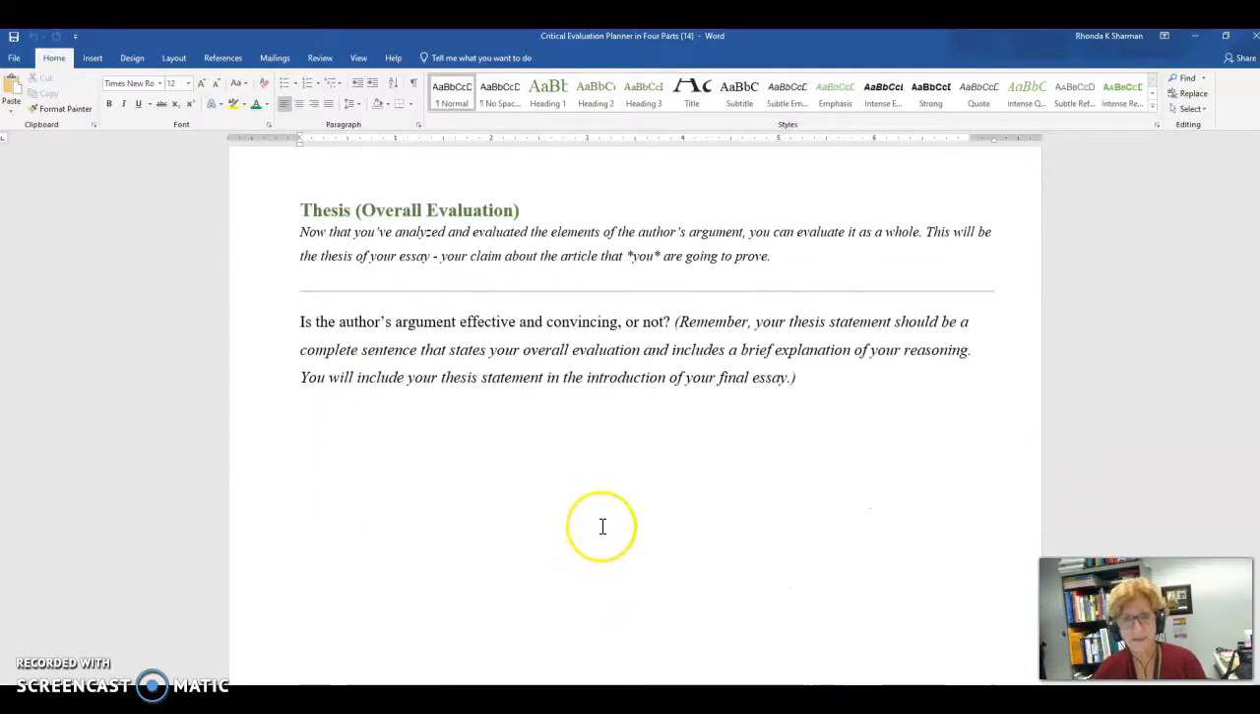And then the last part of the planner is your overall evaluation. And this will be the thesis of your essay. Did she do a good job in making her point? Was she effective? And you're basing that on all of those different parts that you already filled in on the planner. Is she credible in terms of the claims she's making, her evidence, her language, her credibility as an author? And so based on all of that, you should determine whether or not you believe she is effective in making her point.